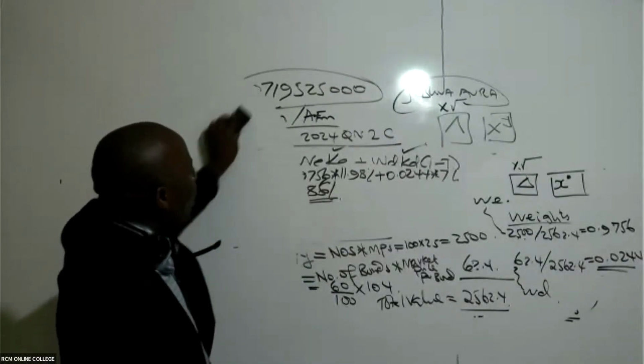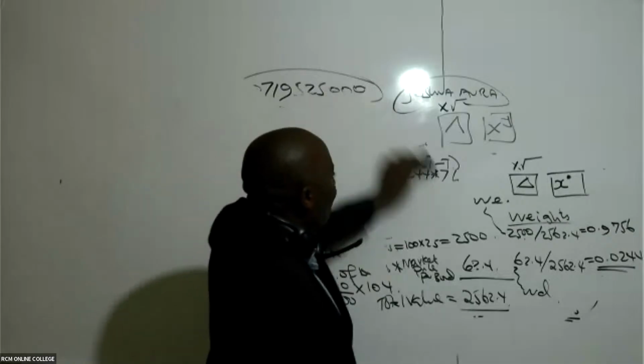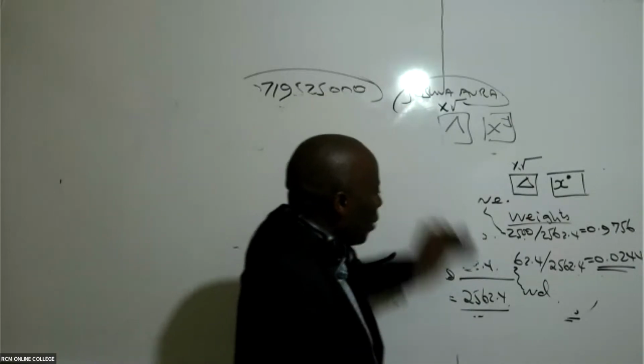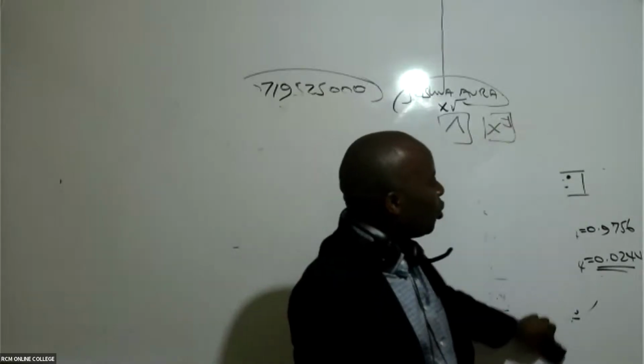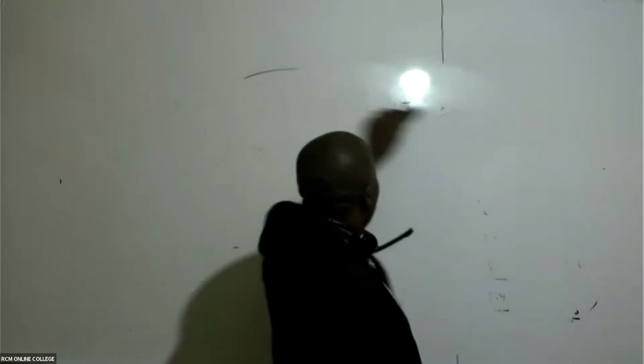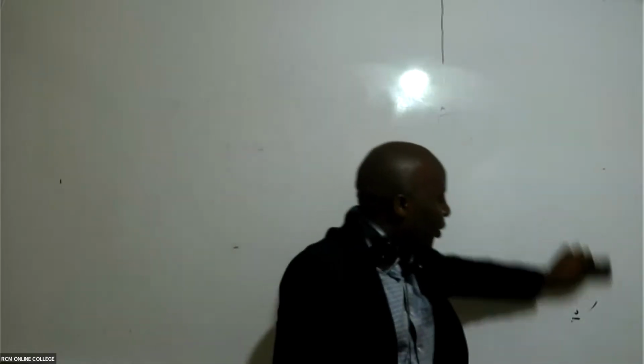Then allow me to go to number 2 of this question. Now remember, this was before new debt being issued. Now we have a new debt being issued. Look at Roman 2. Roman 2 is talking about new debt being issued.